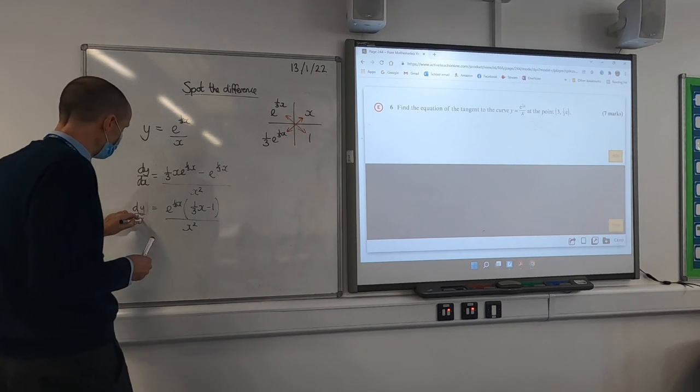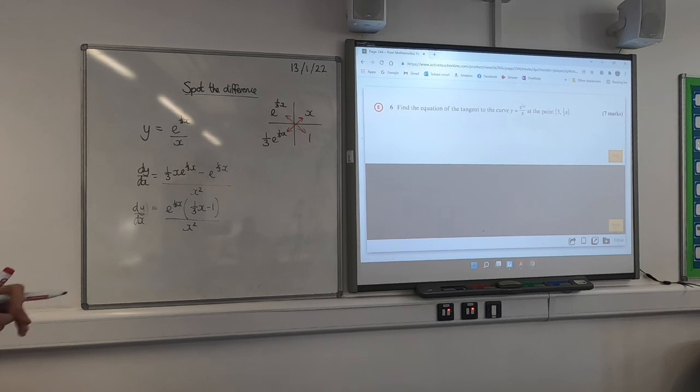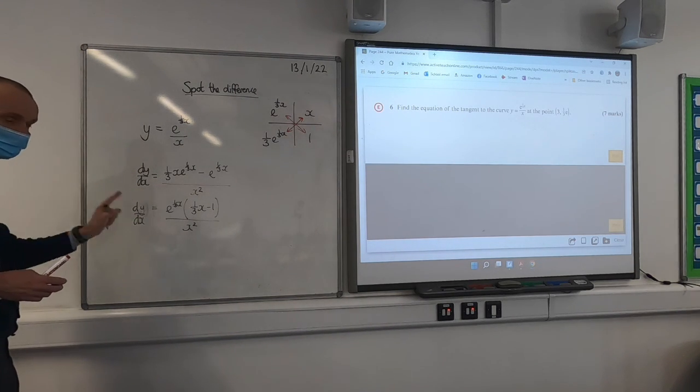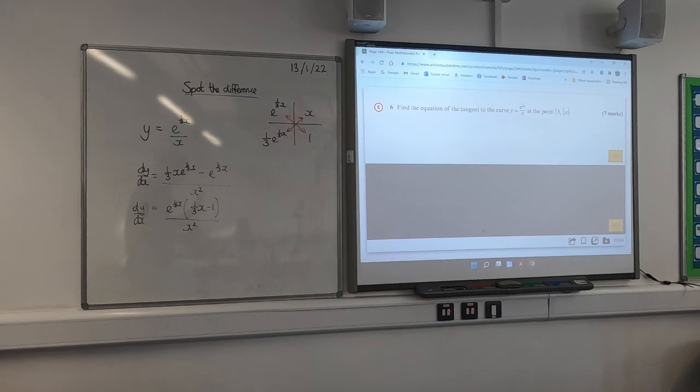So tangent, you're looking for a point, we've given that. Looking for a gradient, I get that by making x equal to 3 in this. Leave it in terms of e though, please, don't go with decimals.